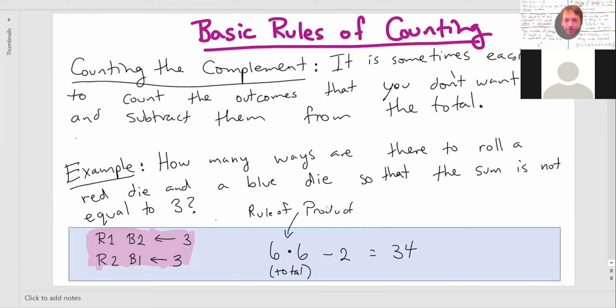Any questions about anything so far? Like I said, the rules themselves are not hard. Knowing when to apply them is really going to be the hard part.